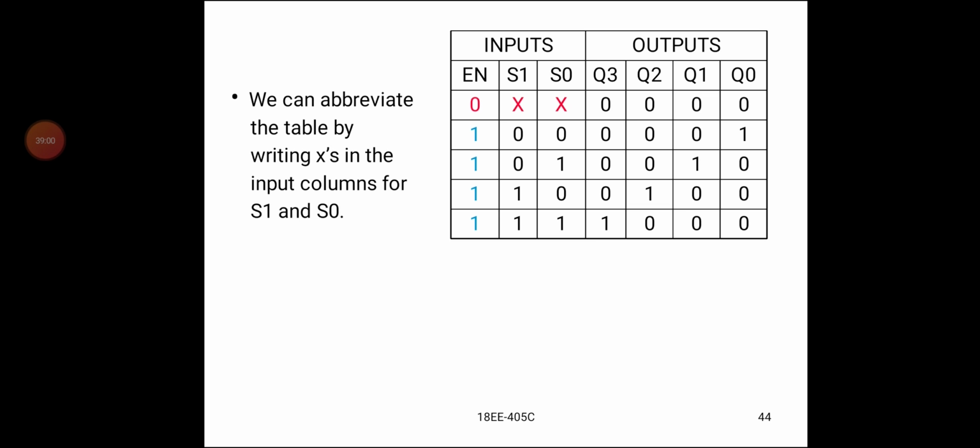When enable is 0, S1 S0 is XX, meaning any combination of the inputs, don't care, all outputs are 0. When enable is 1, then according to the inputs: if it is 0, 0, Q0 is connected; 0, 1, Q1 is connected; then 1, 0, Q2 is connected; 1, 1, and Q3 is connected.